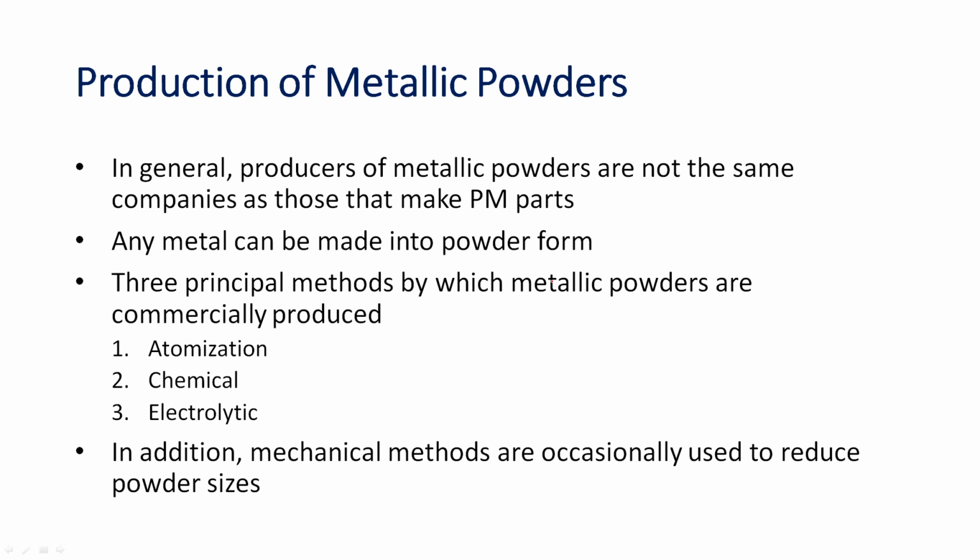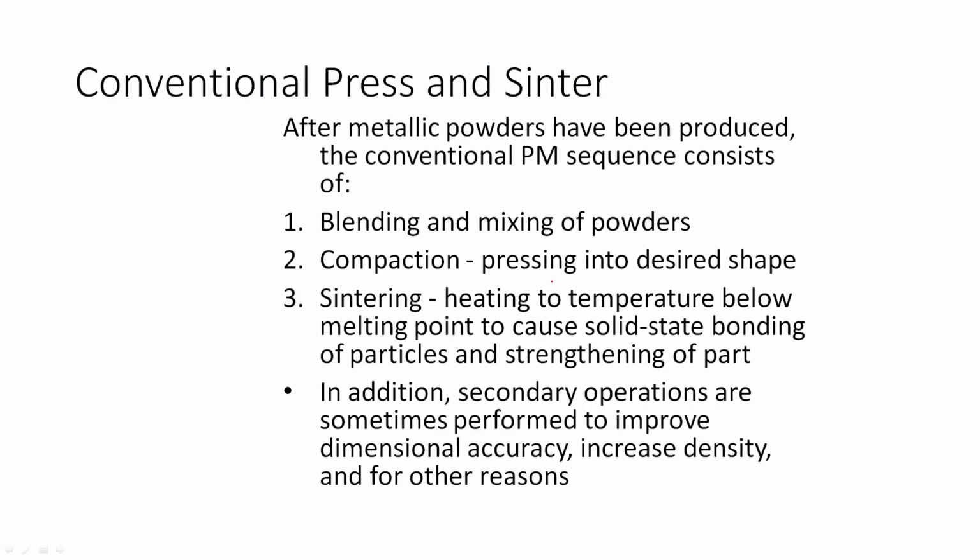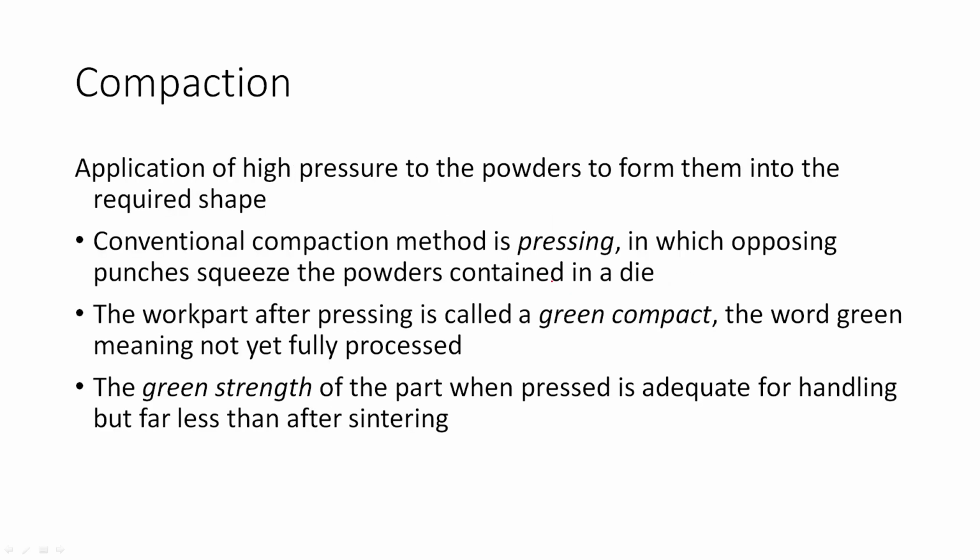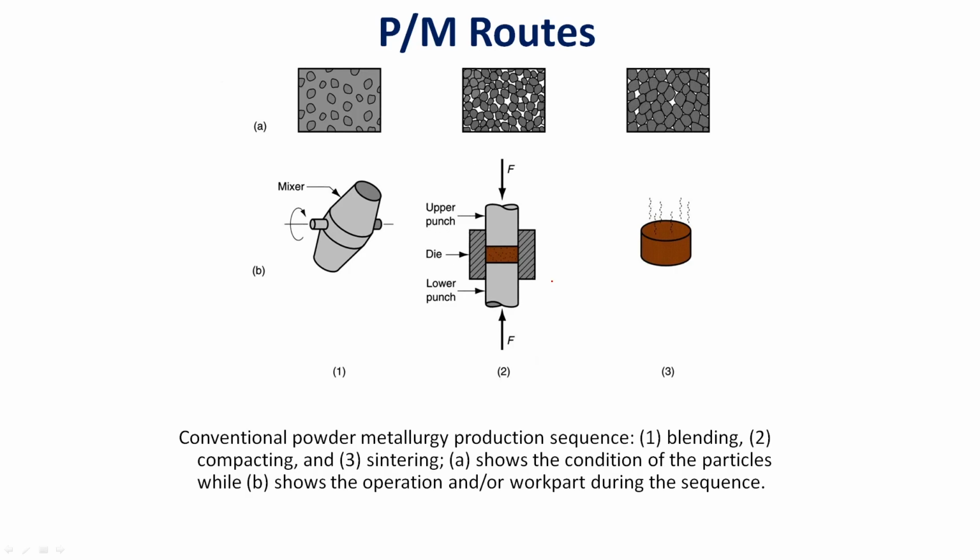Now, I will not talk about powder production because that is a big subject. Let us go to press and sinter. Once you have powder produced, the metallic powders are first blended, or mixed together. After that, they are compacted, as I showed you earlier, then sintered. So, what happens in compaction? Compaction is nothing but an application of high pressure to the powder to form it into the required shape, right. And I think I have a picture shown here. So, you can see this is the mixing process.